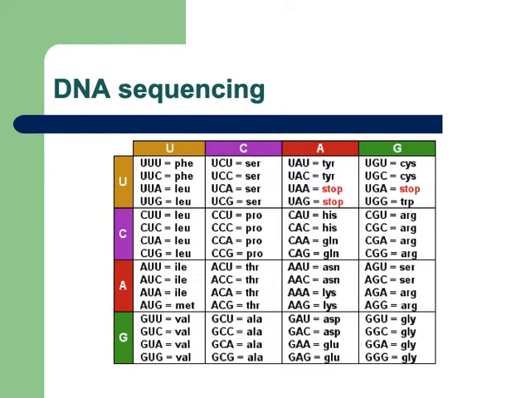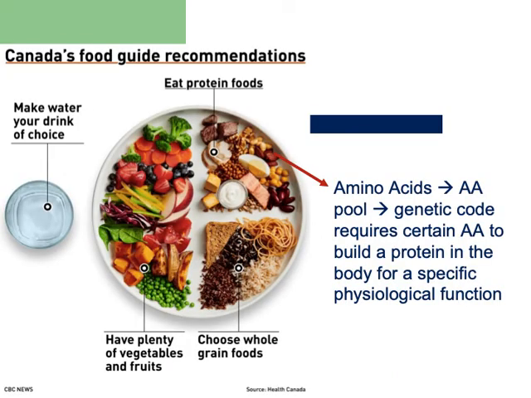This is the DNA to mRNA sequencing that codes for the amino acids we need to create at the ribosome for functionality within the body. Now, I wanted to bring this back to a big picture overview in real life. So this is the Canada Food Guide newly established recommendations as of 2019. And I think it's a great visual representation of what your plate should look like.